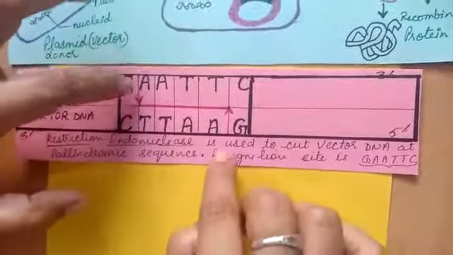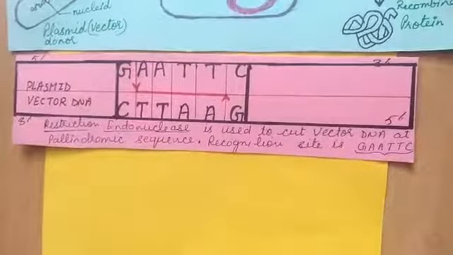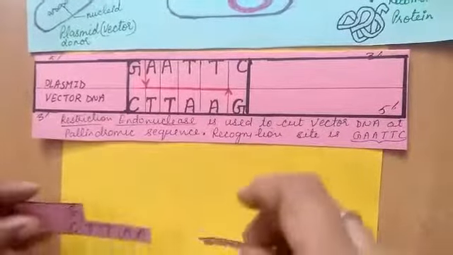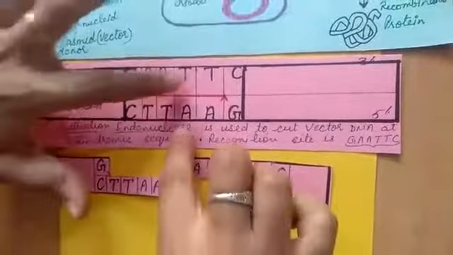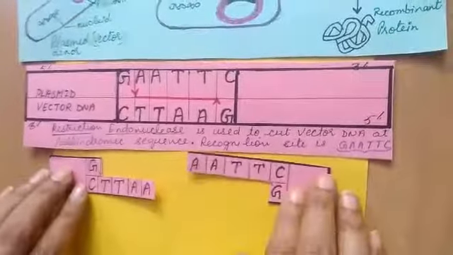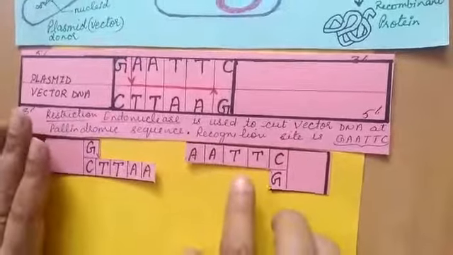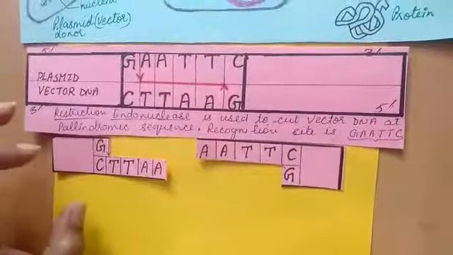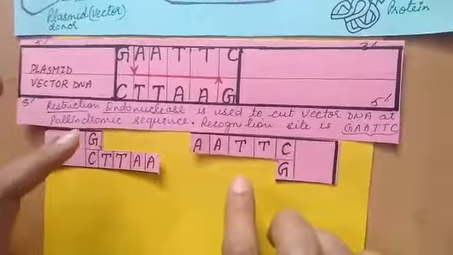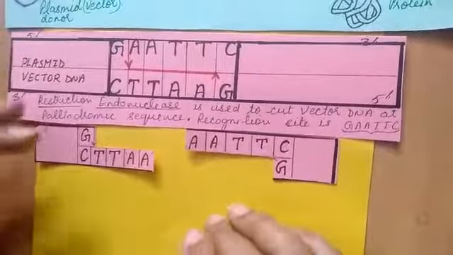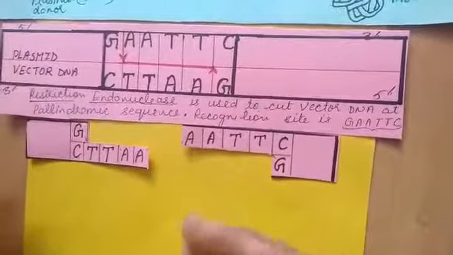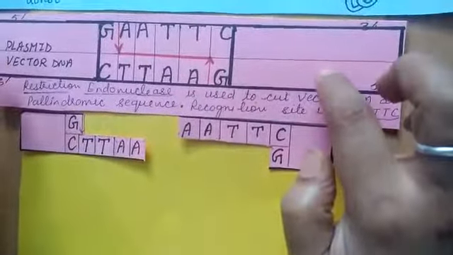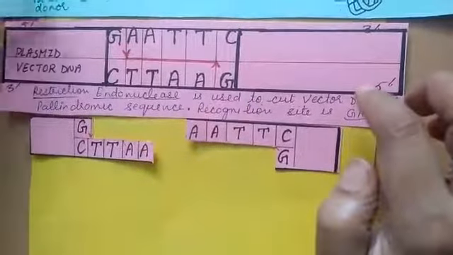restriction endonuclease enzyme cuts the palindromic sequence, the staggered ends or the sticky ends are formed. When we separate these two strands, these sticky ends are formed. These sticky ends are overhanging single-stranded stretch of DNA. These are known as sticky ends because they tend to stick with the base pairs which are complementary to these bases. And this palindromic sequence which we cut is actually present in the plasmid vector DNA.